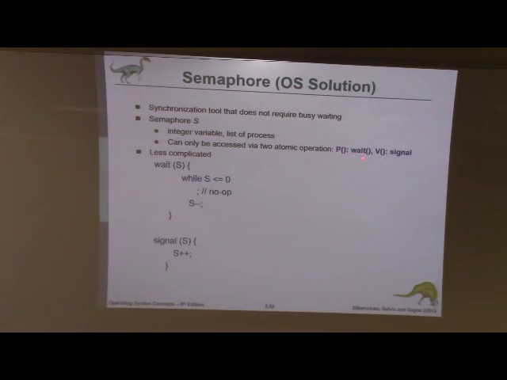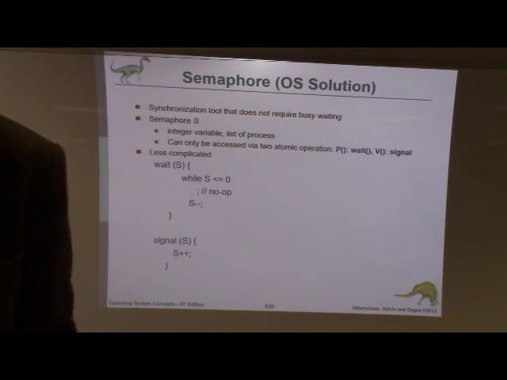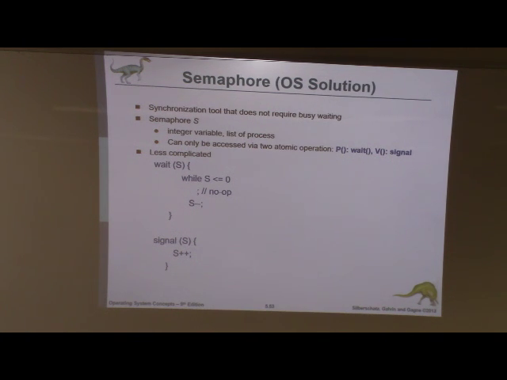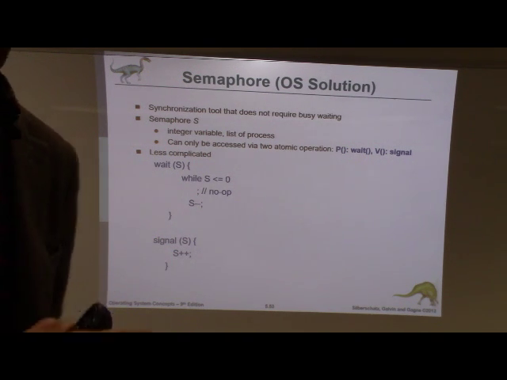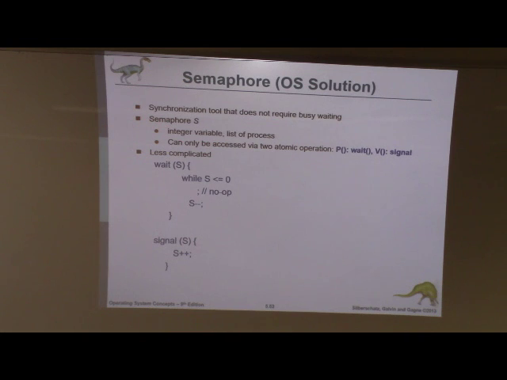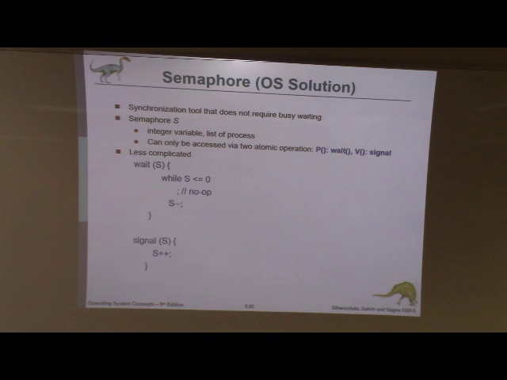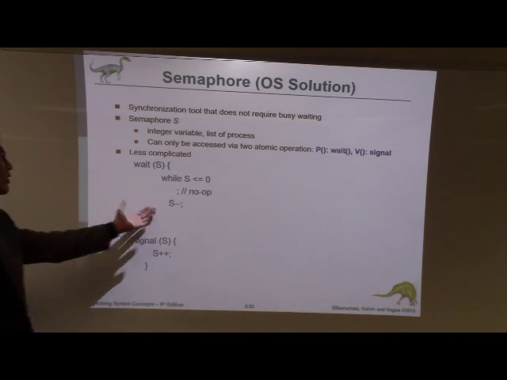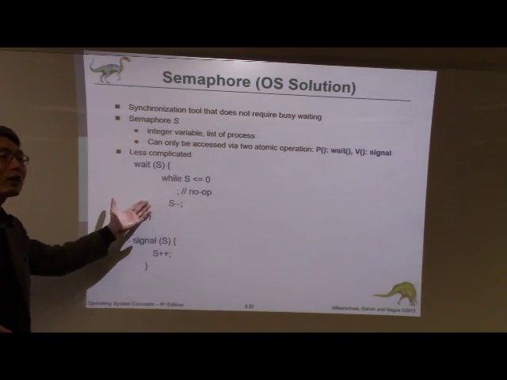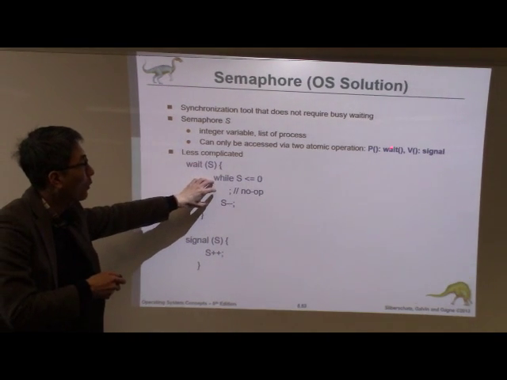There's a specific meaning of P and V in the Dutch language, Netherlands, but I cannot remember. But usually we use P and V. P means wait, and V is signal. Wait means in terms of the lock, I'd like to get the lock. So I'm waiting to enter the critical section. At that time, the integer value is decreased by 1 by the wait operation.